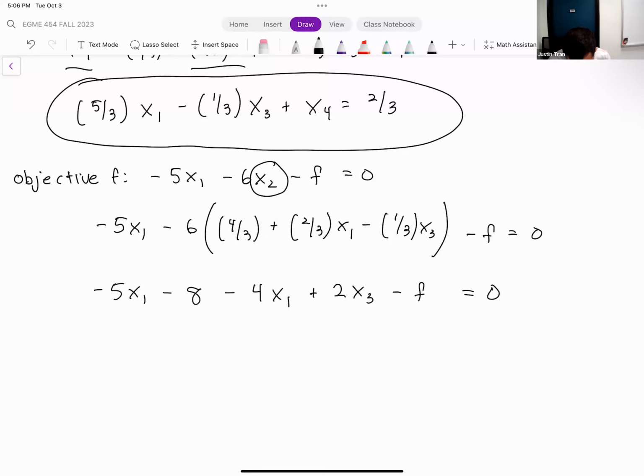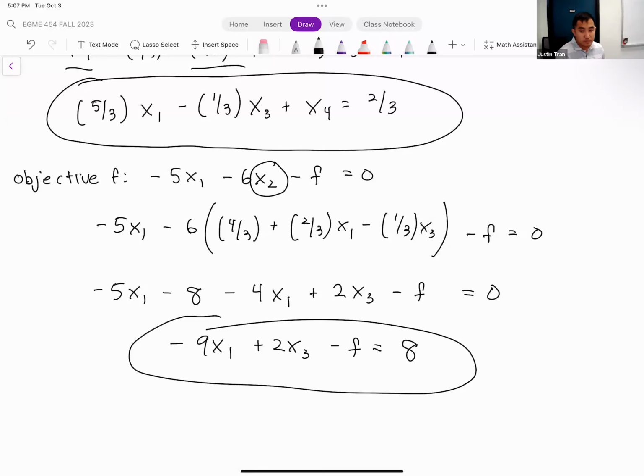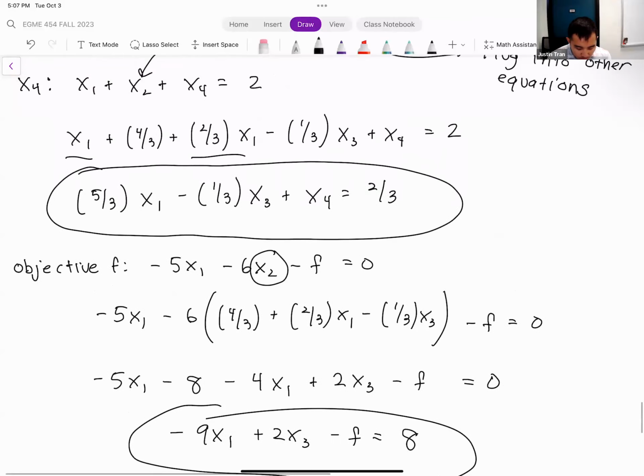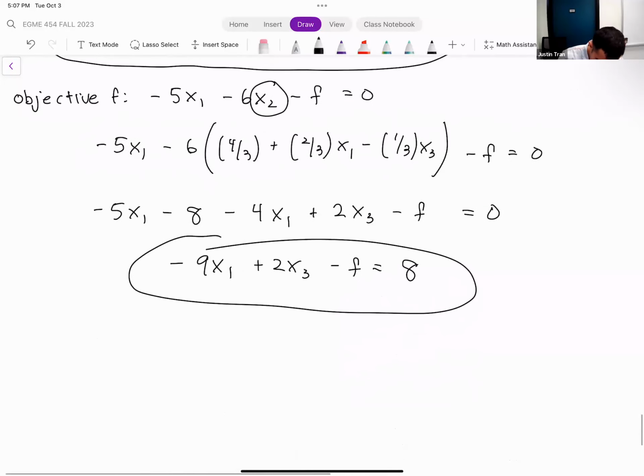I want to make sure I did everything correctly. All right, so we simplify. We get minus 9x1 plus 2x3 minus f is equal to the constant. So everything we have circled here is our new set of equations.